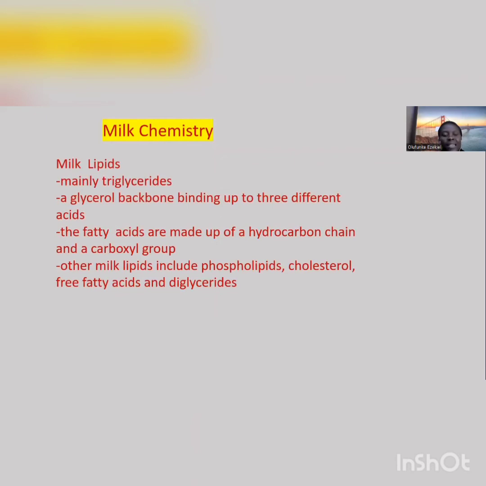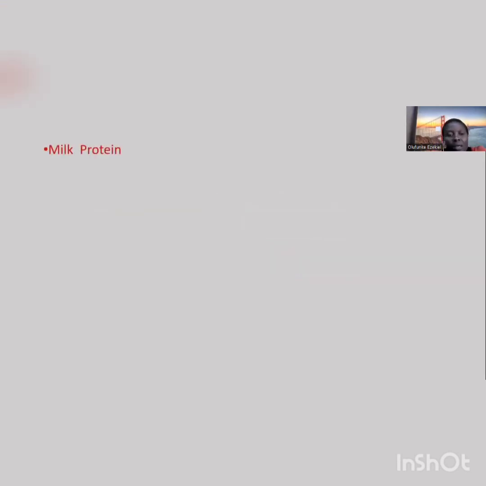We also have milk chemistry. Milk lipids contain mainly triglycerides. We also have glycerol, which is the backbone binding up to 3 different acids. There are fatty acids made up of hydrocarbon chains. We also have other milk lipids, which include phospholipids, cholesterol, free fatty acids, and glycerols.